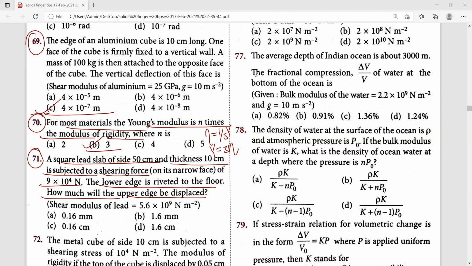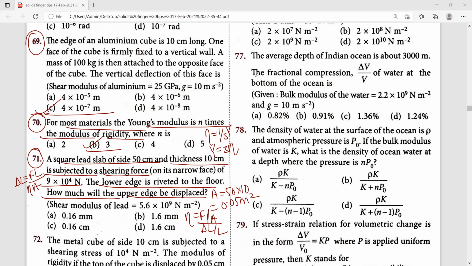They ask the question. And here, just imagine the lead slab is fixed and force is applied parallel to the narrow face. Then the area of the face parallel to this force is given by: area is equal to 50 into 10 centimeter. So we get that as 0.5 meter square. For this we are using the formula neta is equal to force divided by area whole divided by change in length to the original length, or delta L is equal to FL divided by neta into area.